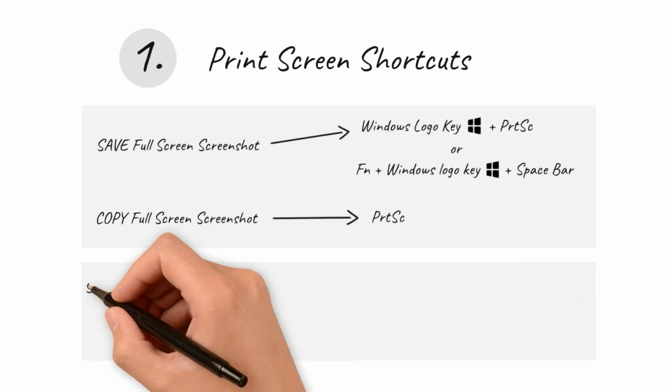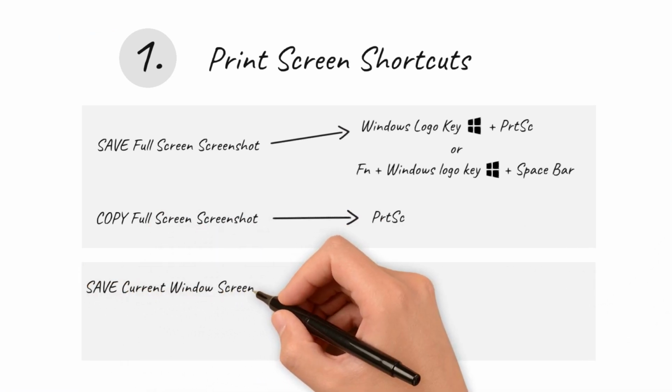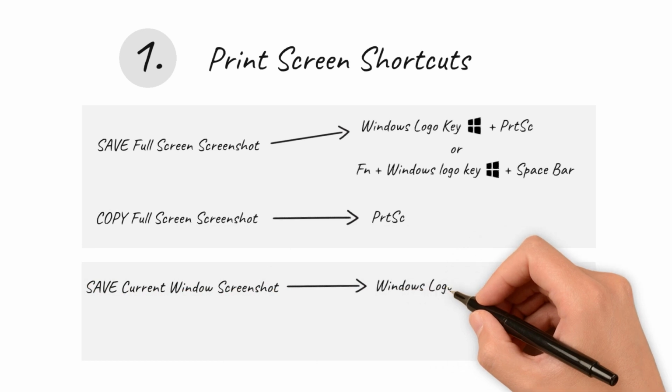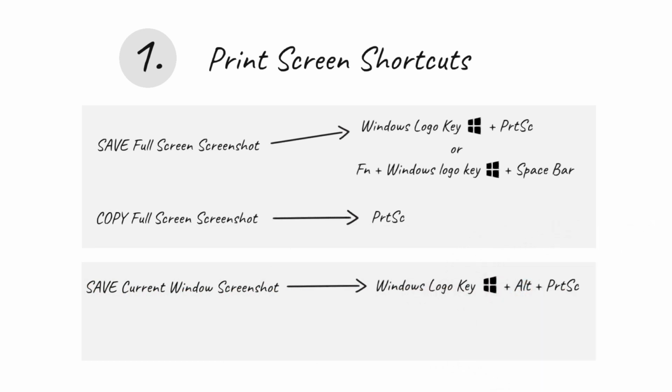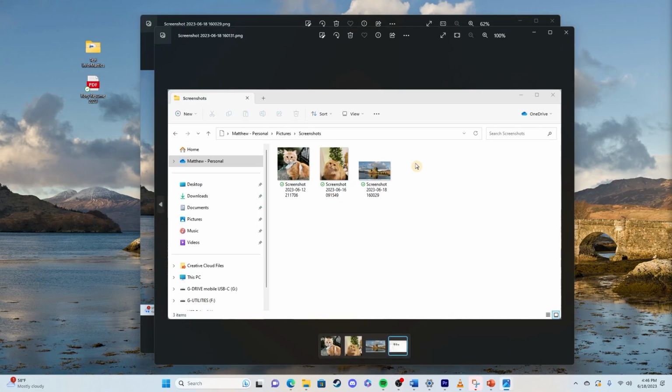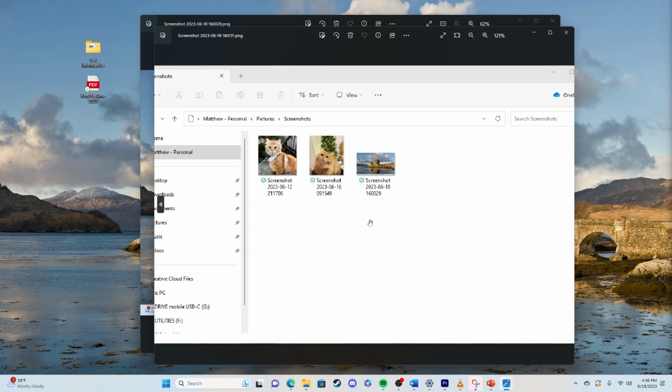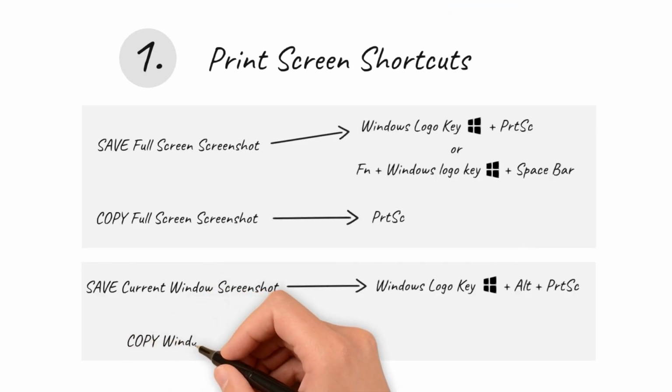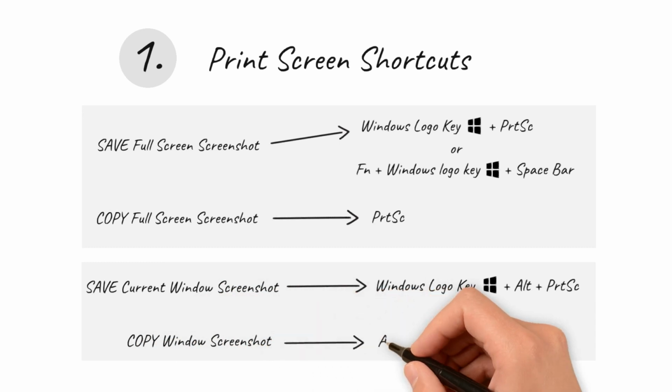Next is the Save Current Window Screenshot command. This is the Windows logo key plus the Alt button and Print Screen button. Using this command will capture a screenshot of any window you have selected. For example, I can take a screenshot of this File Explorer window. Similarly, if you just want to copy the screenshot and be able to paste it, you can use the Alt plus Print Screen command.